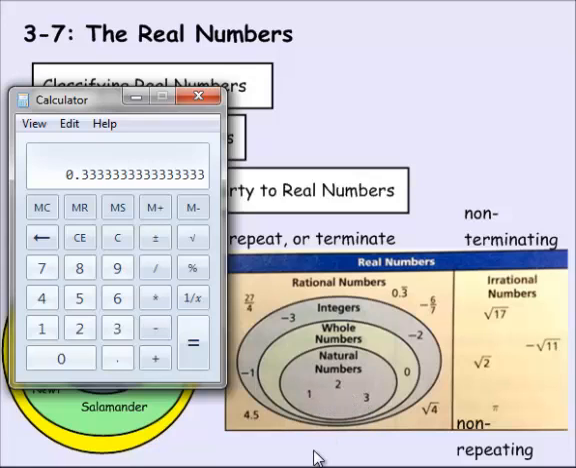So for example, if I said 0, I would say that's a whole number, an integer, a rational number, not an irrational number, but it's not a natural number. If I said -3, that would be an integer and a rational number, but not a whole number and not a natural number.